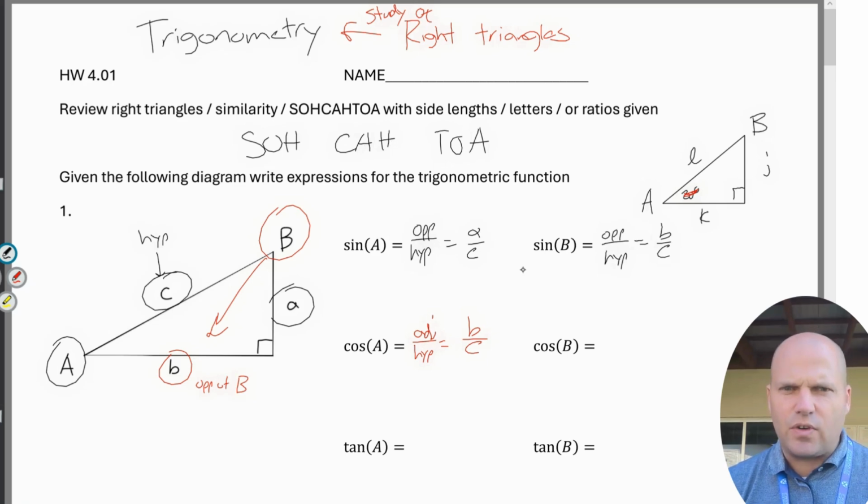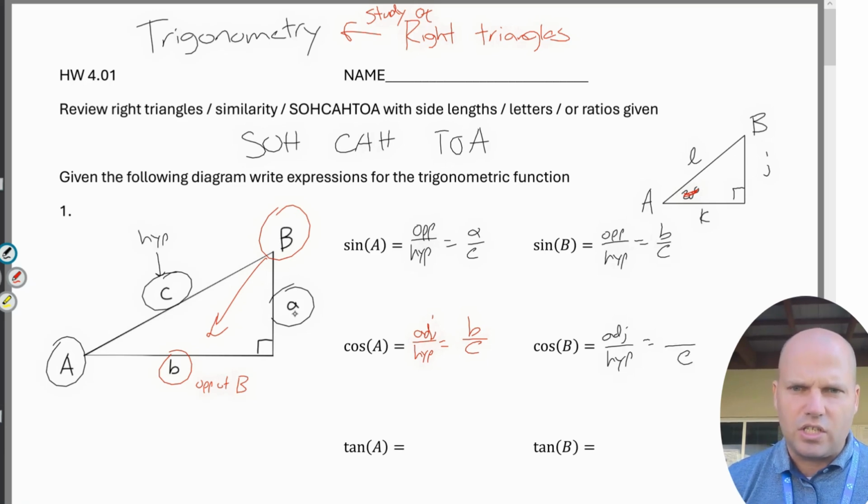Cosine, which is adjacent over hypotenuse. So the adjacent over the hypotenuse is C. What's the adjacent to B? Well, we'll call this length A, the adjacent side length of B. And you'd say the same thing, J over L would equal.